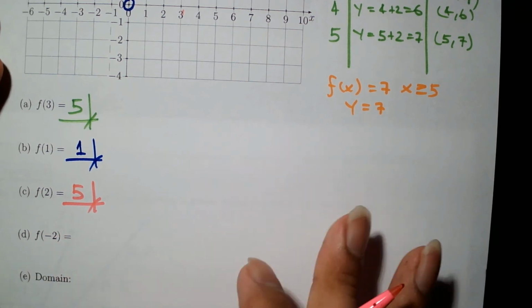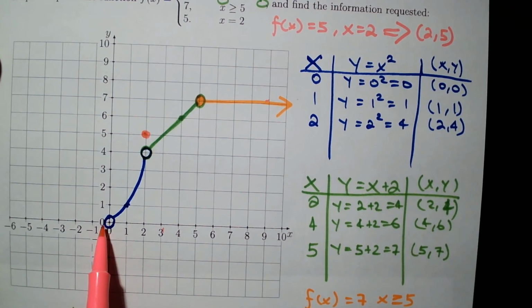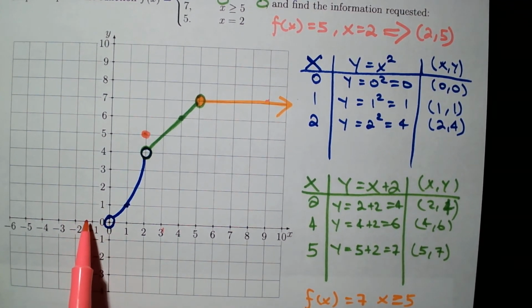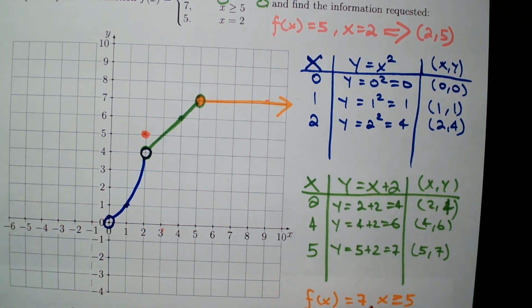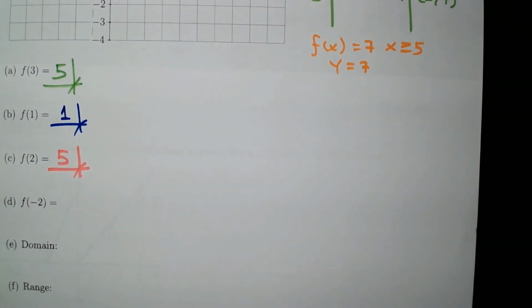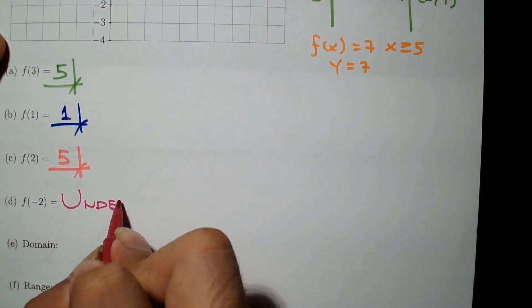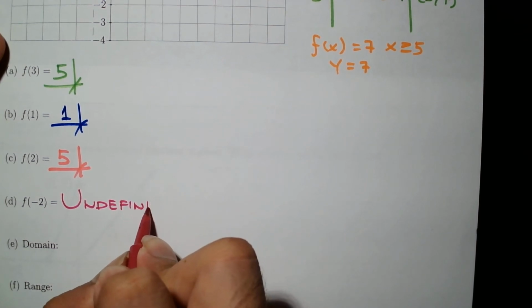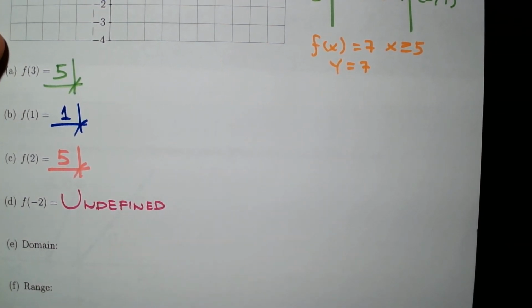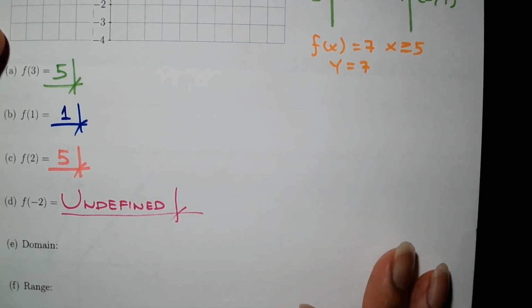F of negative 2. What about f of negative 2? Well, in this case, the graph has nothing for negative values. So the function is undefined for x equals negative 2.